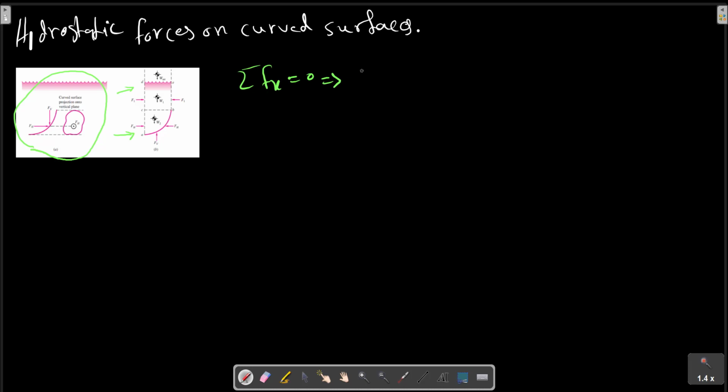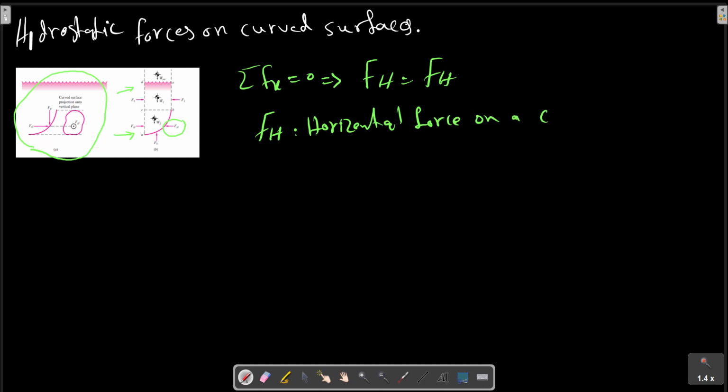We have these relations: FH equals, in this case FH, which is the horizontal force on a curved surface, equals the horizontal component of the force here, right?